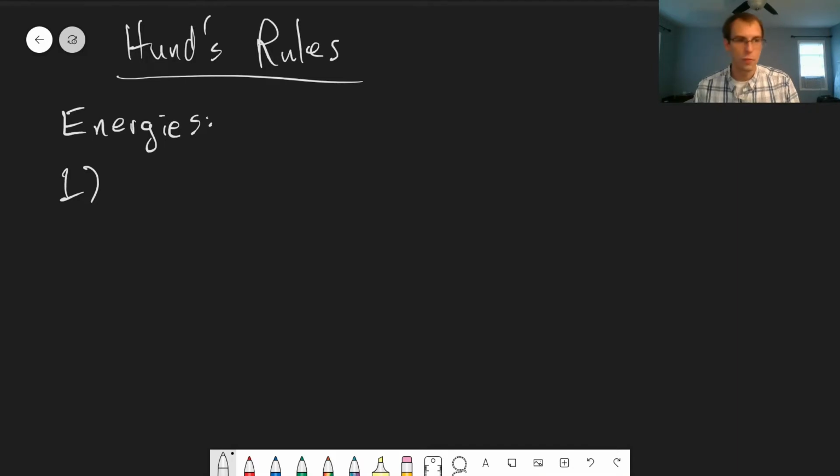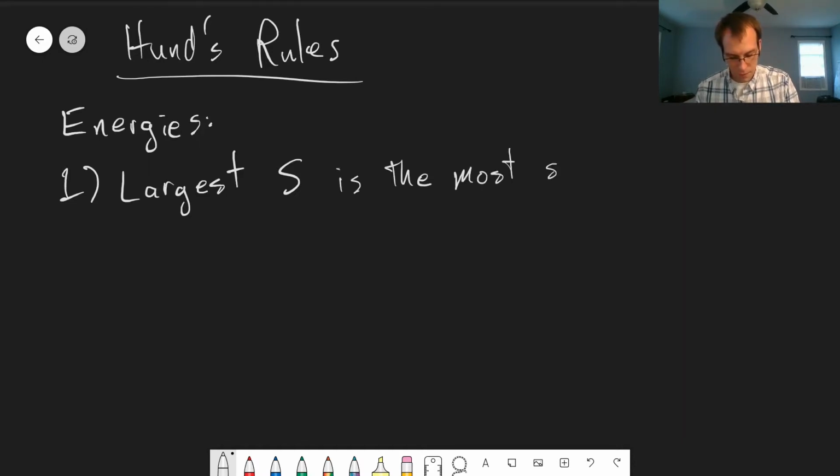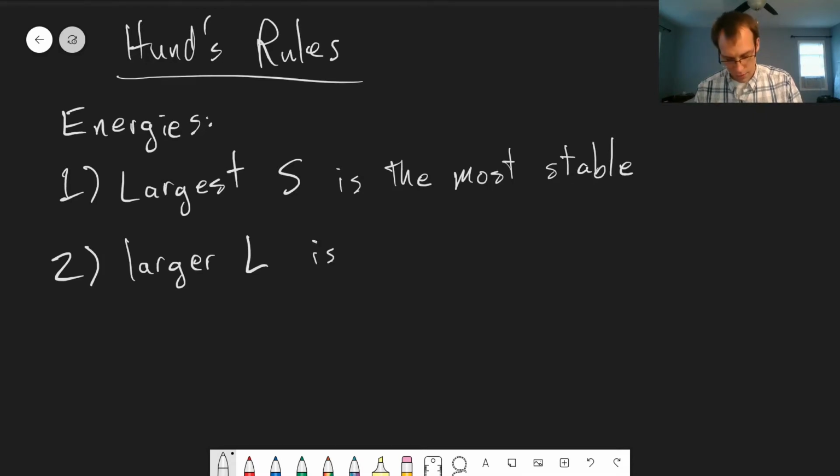So first rule is that the largest value of capital S is the most stable, meaning the lowest energy. So in general, a triplet state will be lower in energy than a singlet state, and a quintuplet state or a quartet state, right? Any largest value of S is the most stable. Second rule is that larger L, capital L, is more stable if capital S is the same.